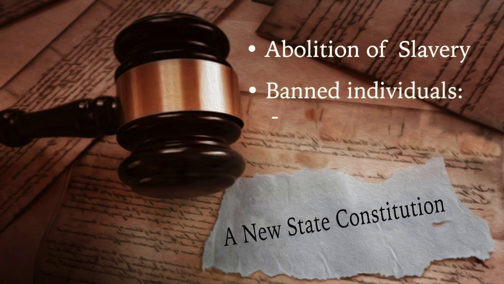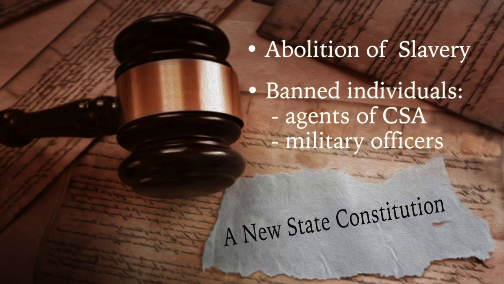Furthermore, specific individuals were not allowed to participate in the Reconstruction process. Those banned individuals had served as civil or diplomatic agents of the Confederacy, had held a military rank above colonel, or held a naval rank above lieutenant in the Southern armed forces. Lincoln's proclamation said nothing about giving freedmen, former slaves, the right to vote.